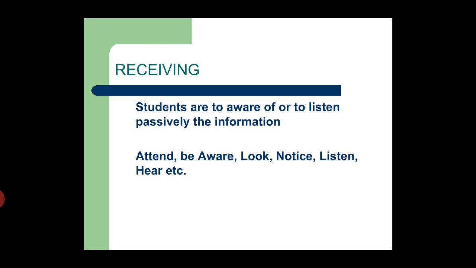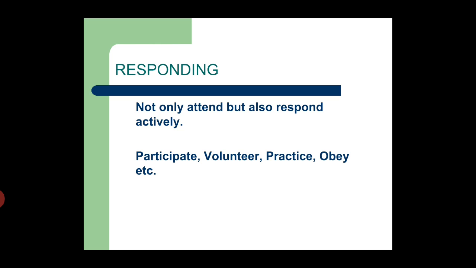So first is receiving. Receiving means students are aware of or listen passively to the information, that is they attend, they are aware, they look, they notice and then they hear or listen to the things in their surroundings, meaning they are receiving the information regarding various values. Then they not only attend but also respond actively. They participate in activities which are based on values, volunteer themselves for various social purpose activities, practice these values in their daily life, and obey the things which they have been told.